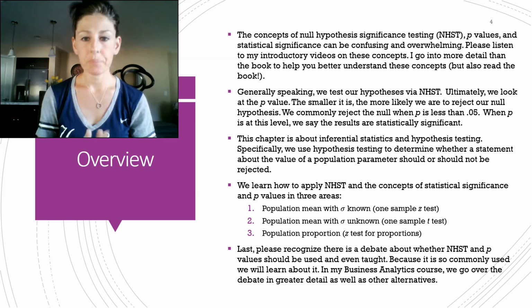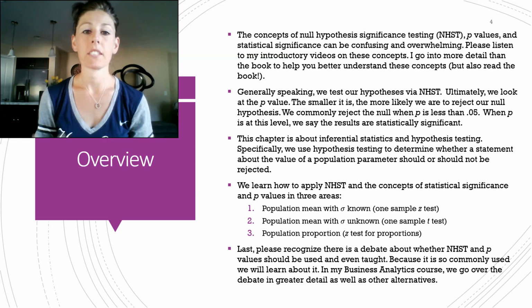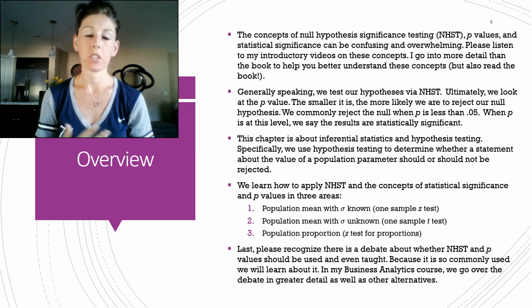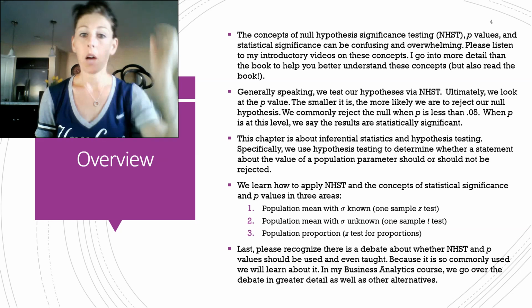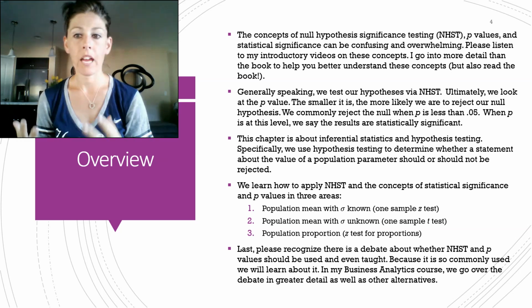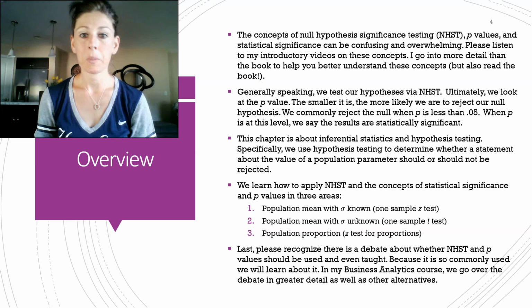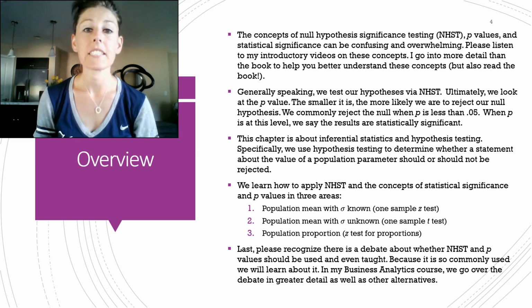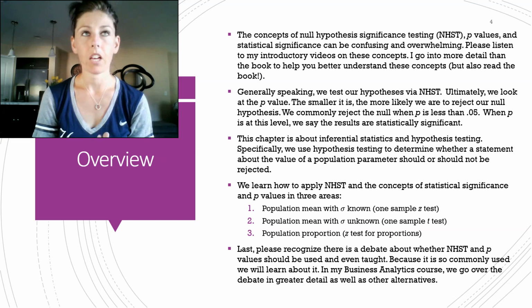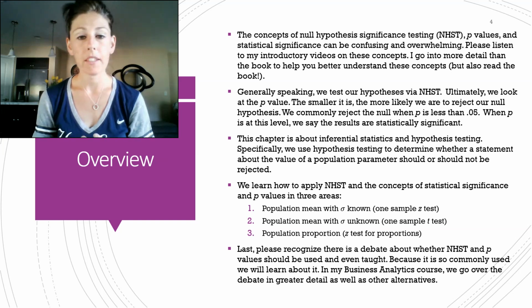Generally speaking, we test a hypothesis that we have with null hypothesis significance testing. Ultimately, we look at what's called the p-value. The smaller it is, the more likely we are to reject the null hypothesis. Commonly, a value of 0.05 is what we use to evaluate hypotheses. If you have a p-value that's smaller than that, we reject the null and we say that the results are statistically significant. This chapter is about inferential statistics and hypothesis testing.